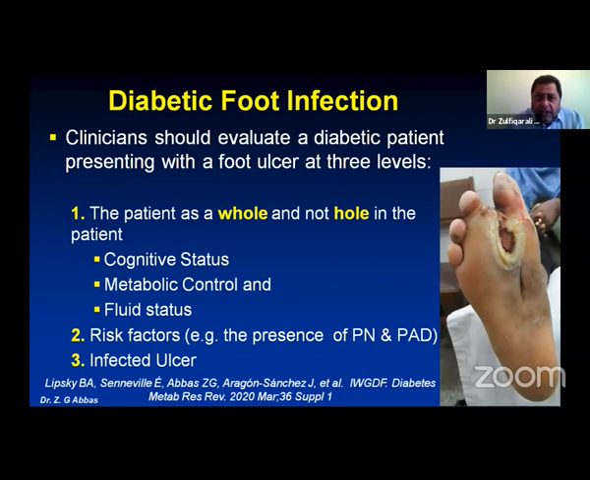Clinicians should evaluate diabetic patients when they present with foot ulcers, and the patient has to be looked at as a whole patient, not only the hole in the patient. It is always seen that we concentrate more on the hole in the patient and we forget the whole patient. So when treatment is done, it has to look at the full patient: the mental status, the metabolic control, which is very important, the fluid status, what the risk factors are, why this patient got this, the presence of peripheral neuropathy or arterial disease, and obviously the infected foot ulcer has to be taken care of.